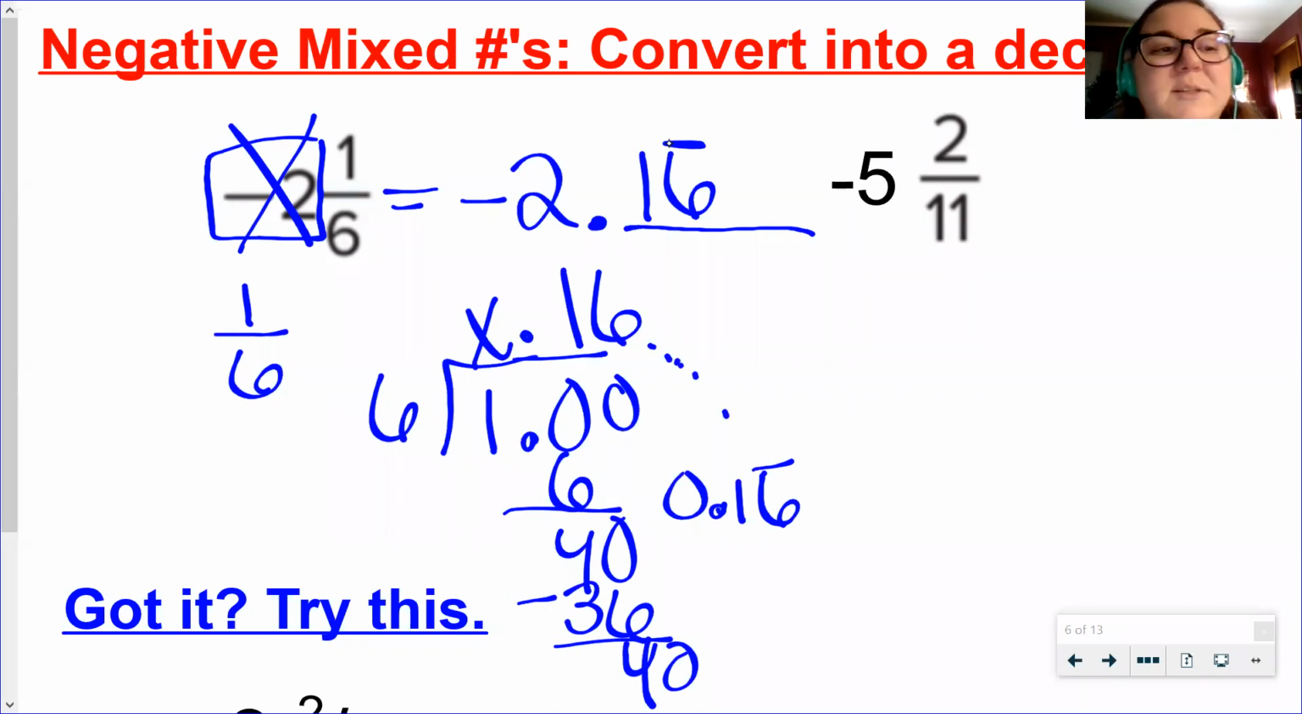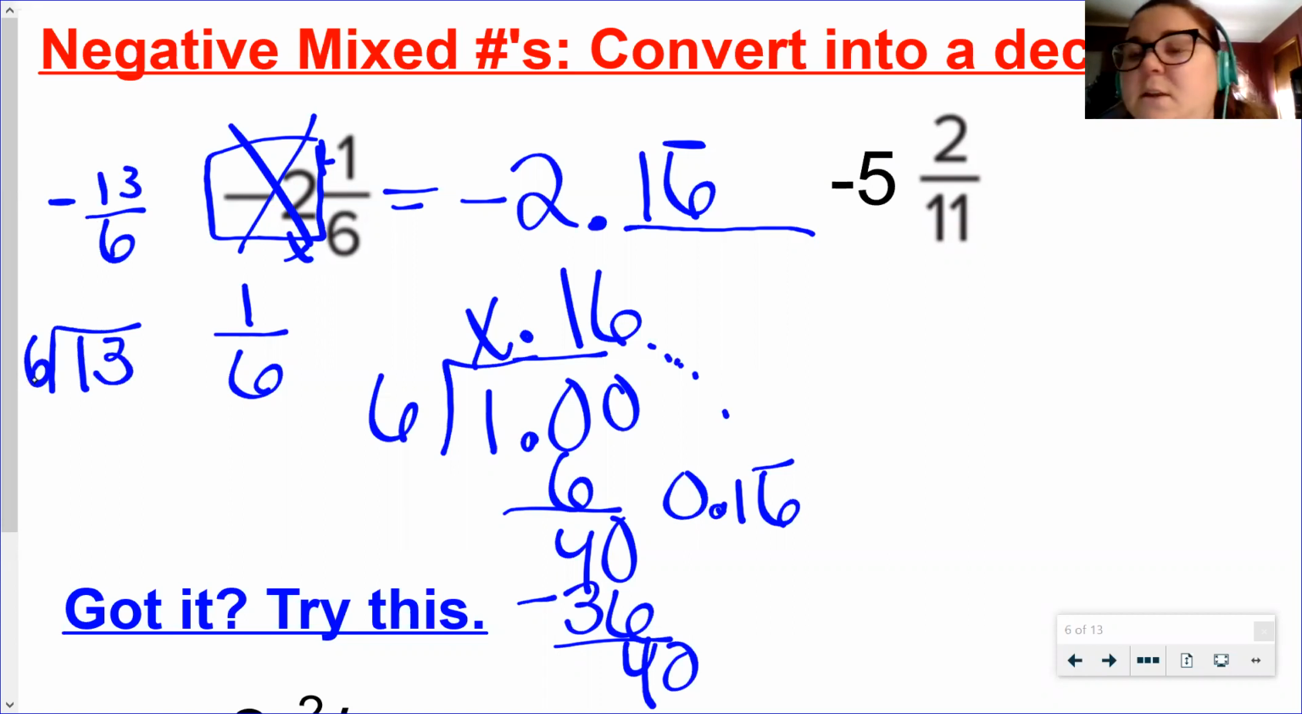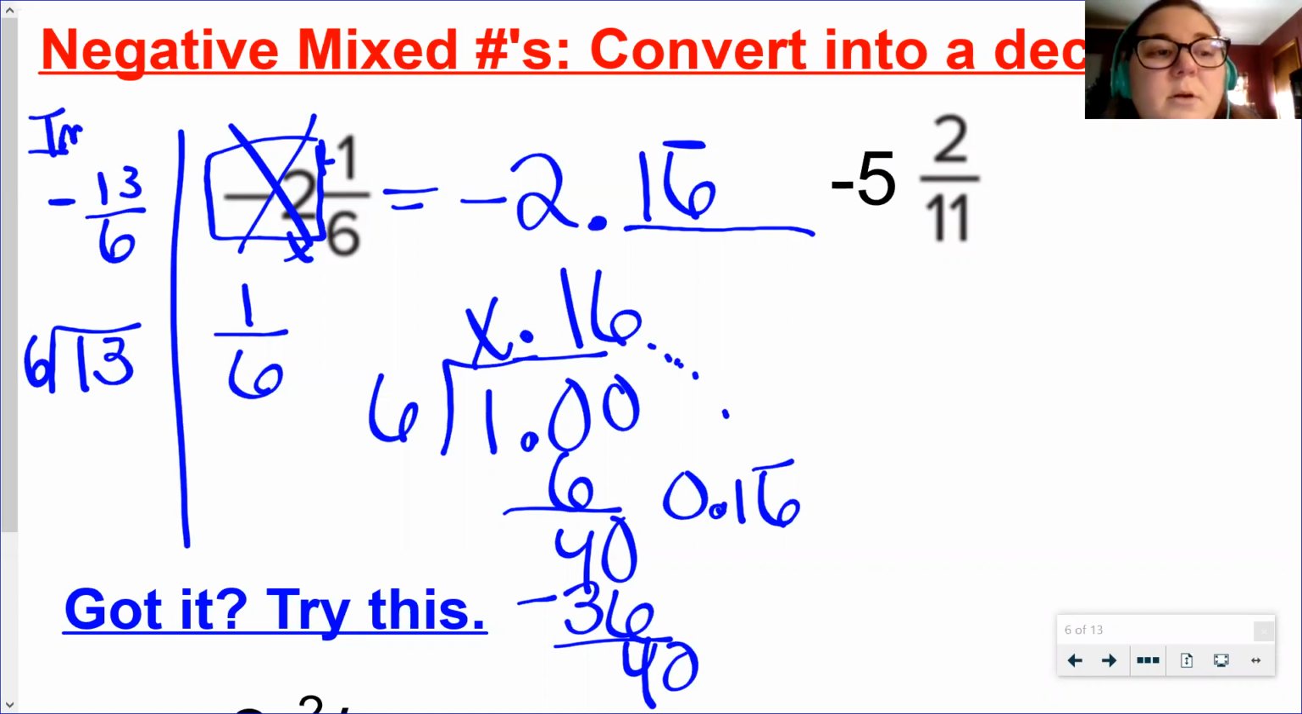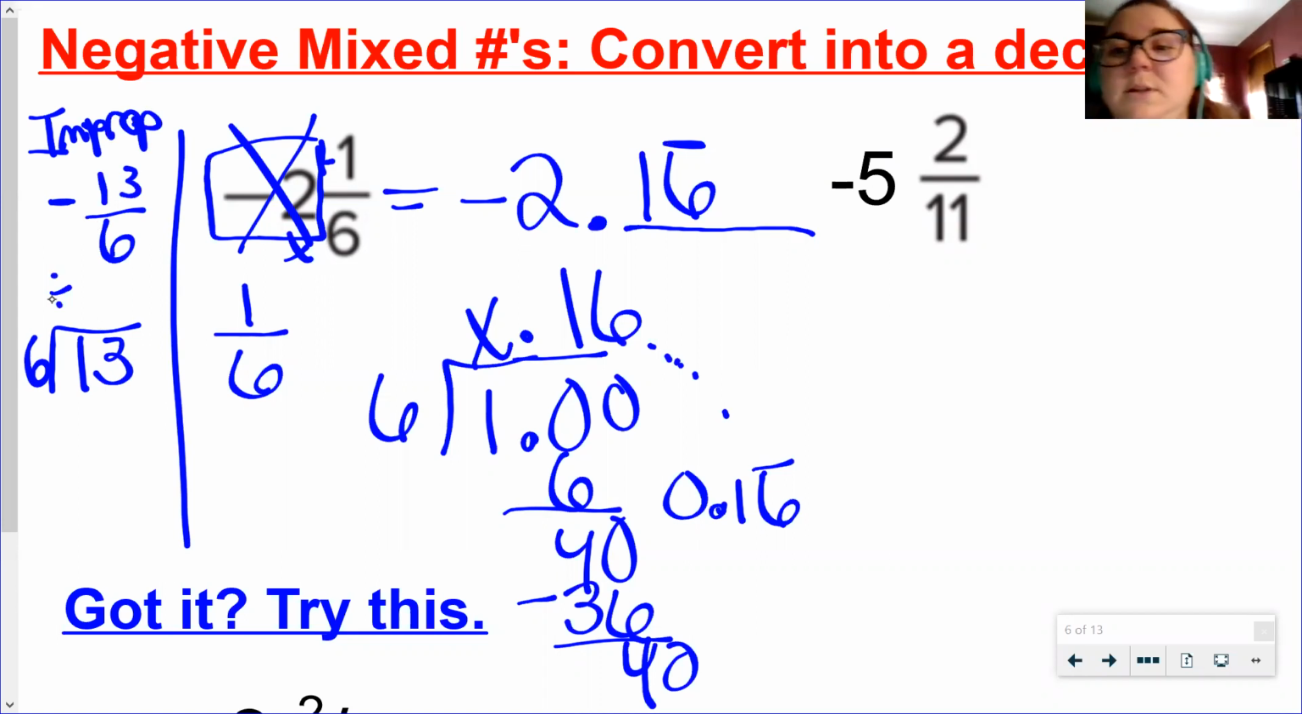Kids in the past asked me, Miss Edwards, can I make this an improper fraction? Can I do 6 times 2, which is 12, plus 1, which is 13, and then do it like this? Yeah, you'll get the same exact answer. So it's up to you. If you want to make it improper and then divide, that's fine. Just make sure whatever your numerator is goes in the house. Okay, next one.